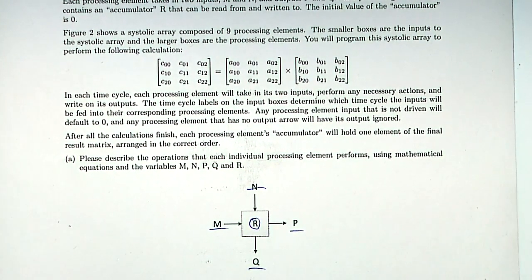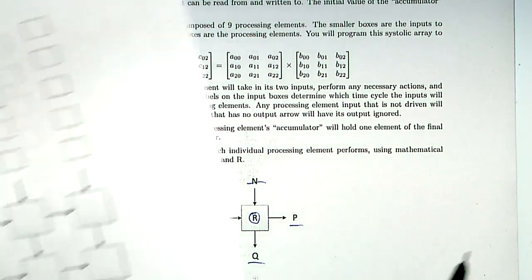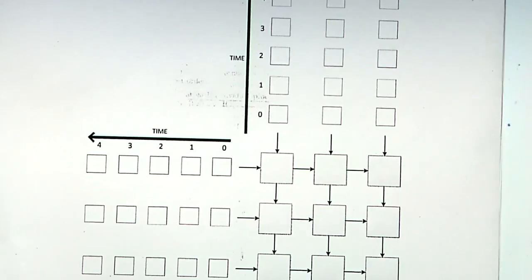So figure 2 expands upon this and shows an array of these composed of 9 elements. And figure 2 is this one.